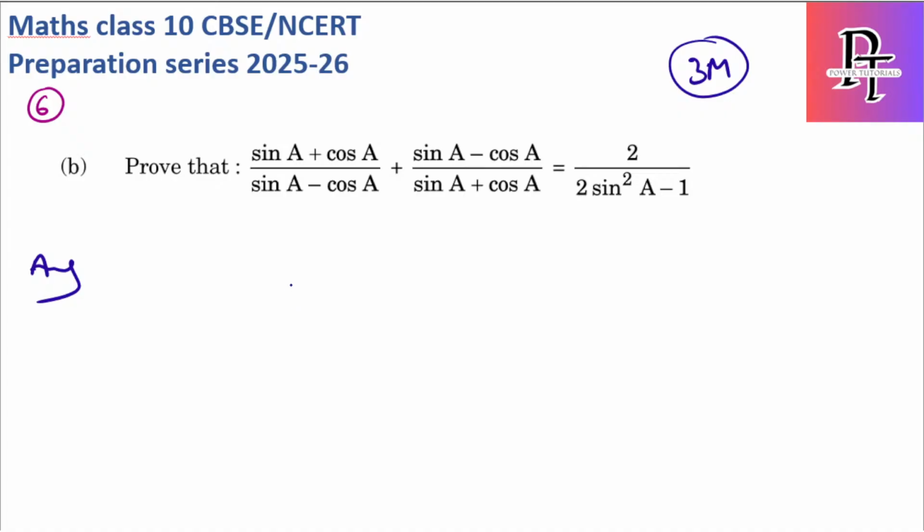So for this question, you can see on the left hand side we have only sin and cos, and on the right side also sin. So there is no need to convert into tan, cosecant or anything. Just simply use sin and cos, and we can solve this question easily. So just take the LCM from here.